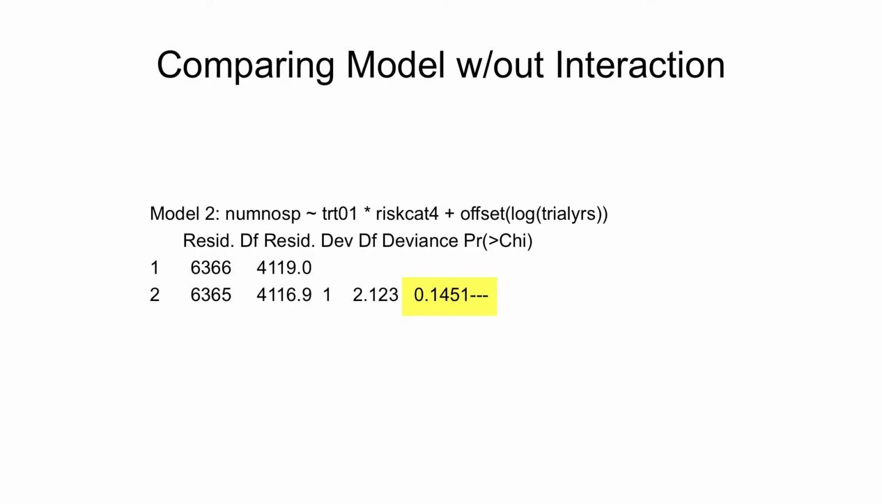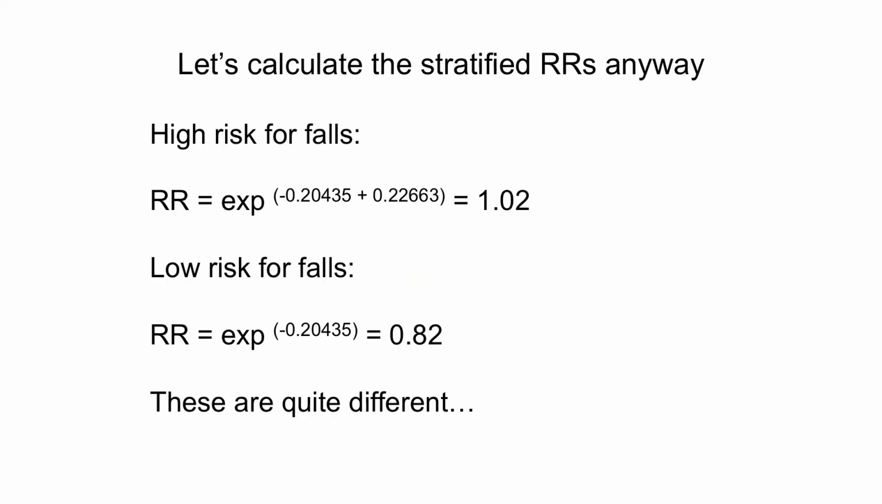The model predictive power is not significantly improved with the interaction term added to the model. So this suggests that the effect of treatment on fracture rate is not modified by baseline risk. Let's calculate the stratified rate ratios anyway, following the same process that we did with logistic regression. The calculation of the rate ratio for the effect of treatment among those in the high-risk group includes the treatment coefficient plus the treatment times baseline risk interaction coefficient. We exponentiate the total to get a rate ratio of 1.02 for those in the high-risk group.